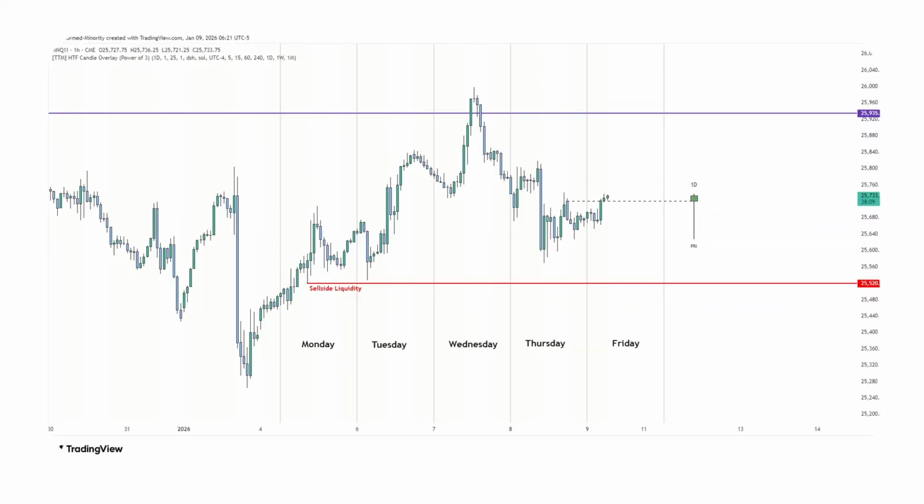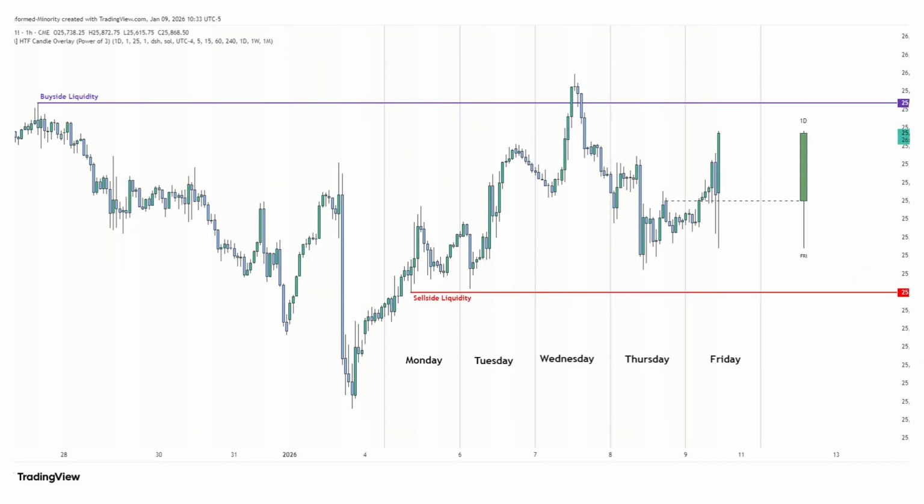Okay, so again, I was looking for a midweek reversal, which means Thursday lower. And I was thinking also Friday lower. That was my thought process. We're going to see what happened. Yeet. It went higher. It didn't go lower, and that's okay.